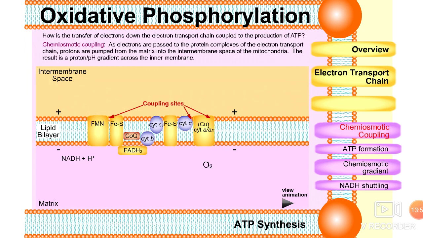Next, ATP synthesis. Through oxidative phosphorylation, ATP is going to be synthesized by the electron transport chain.